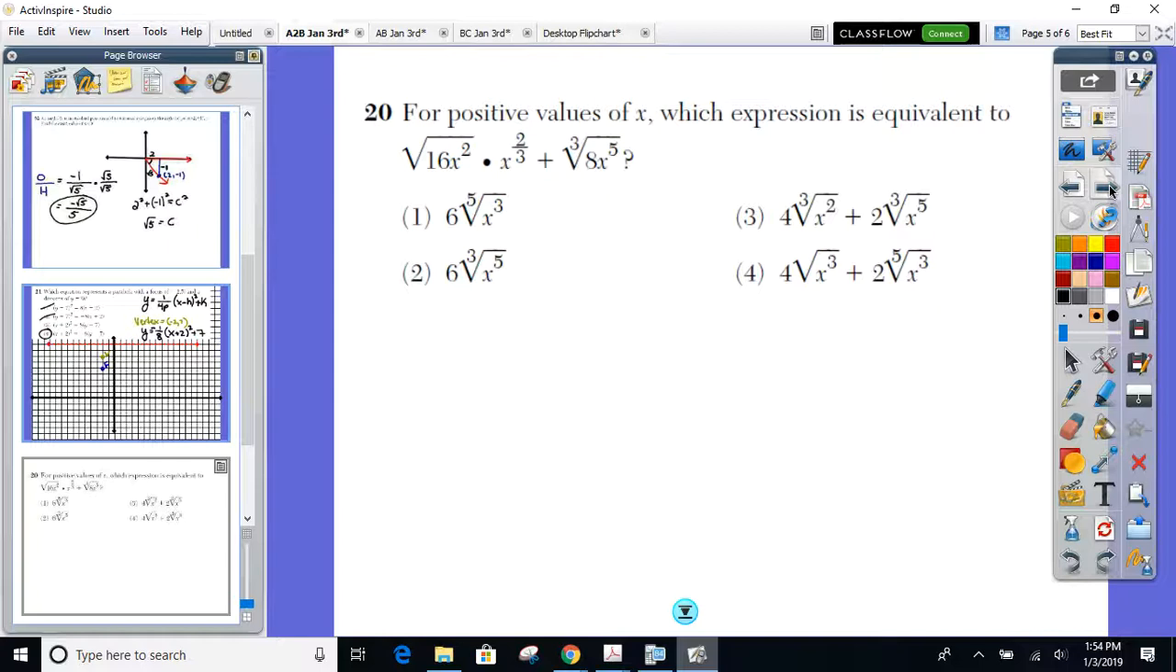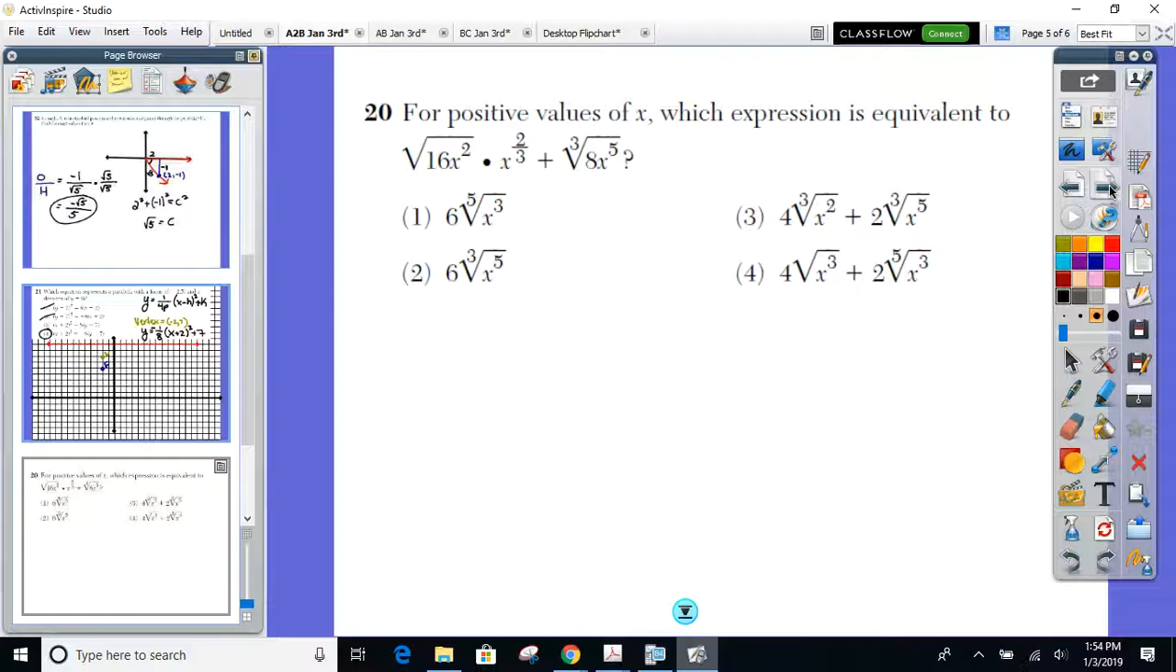Figure out what the expression in the question comes out to be, and then store the same number for choices 1, 2, 3, and 4 and find out which ones are equal. Now, hold on. You may run into a problem, because take a look at choice 1. Do you guys know how to put that in your calculator? Fifth root.